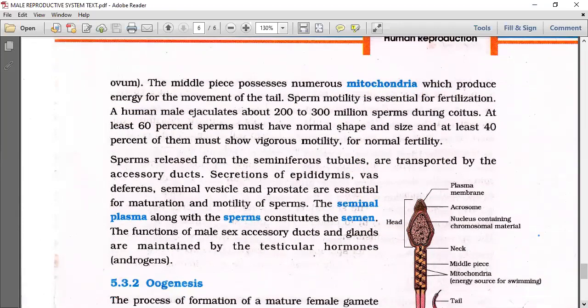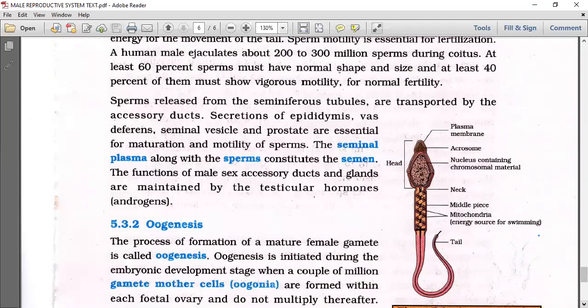Let us see the diagram here. As we said, there is a head and neck. The neck portion is there, and the middle piece which contains mitochondria which provide energy, and the tail which contains axoneme in the center. So this is the basic structure of the sperm: head, neck, middle piece, and tail. This is the acrosome, which is a modified Golgi complex and contains various types of enzymes: hyaluronidase, corona penetrating enzyme, and others. The nucleus contains chromosomal material with 23 chromosomes.